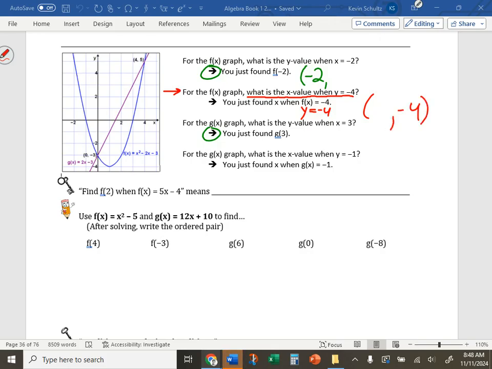Which relation are we looking at on the coordinate plane here? F or G? F, right? Because it says for the f of x graph. That's the curve here. So when y is -4, here's -4 on the y-axis, what is x? What's the other half of this ordered pair? What is the x value when y is -4? Fiona? 1, right? Here's the ordered pair that actually includes -4 as the y, and what is the x? Positive 1.